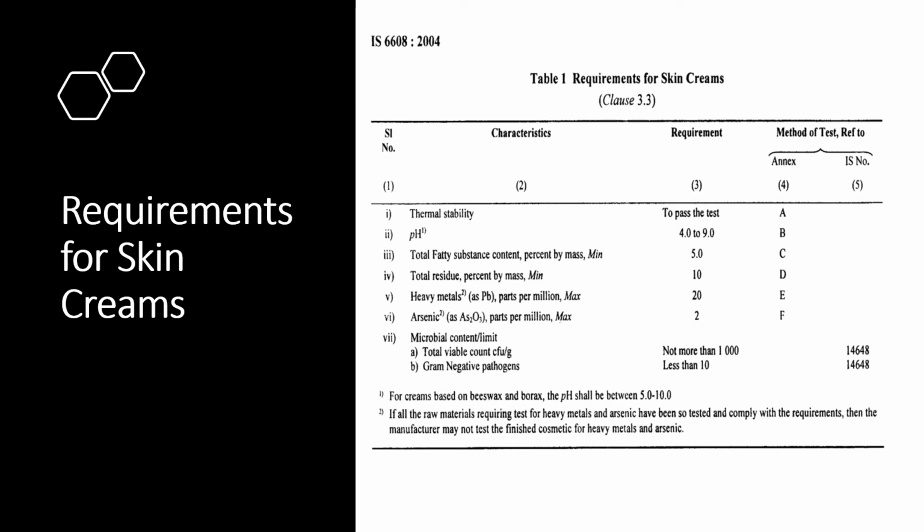Similarly, the presence of gram-negative pathogens in any cream should not exceed, and it should always be less than 10. So this is the main table which tells you that these 7 tests are mandatory for the skin creams, with their requirements, their assessment methods, and their testing methods. You have to always try to understand the implications of these tests and the outline of these methods, so that you can understand the labeling criteria of the skin creams.